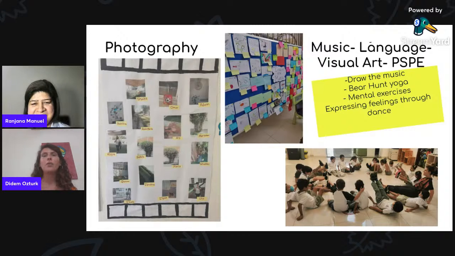Okay. Any question or comment about the art unit? So far, no questions. I'll wait for a little bit of time. But I could see a lot of engagement during these units with the pictures you have shared. It's the way students have expressed themselves. It's really amazing.